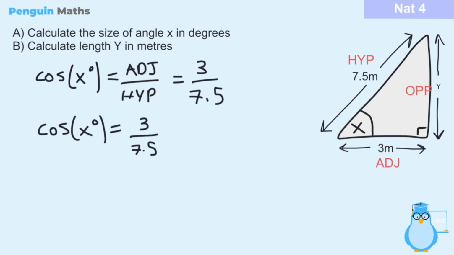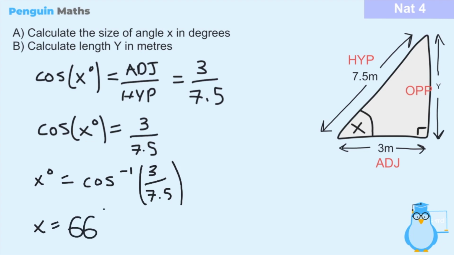So if we have the cosine of x is equal to 3 divided by 7.5, what do we need to do? Well, we need to solve for x, and that means taking the cosine over to the other side and taking the inverse value of this. So we can write that as x is equal to the inverse cos of 3 divided by 7.5. And if we put this into our calculators, we get a value of roughly x is equal to 66 degrees. So now we can say this angle is equal to 66 degrees, and that is part A complete.